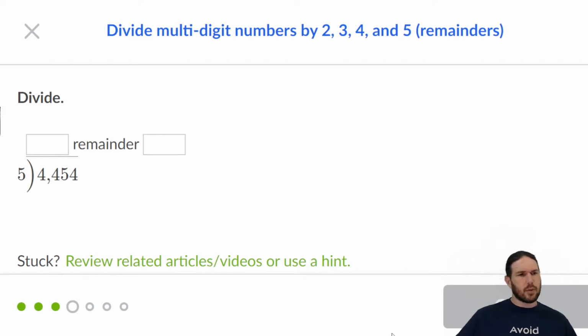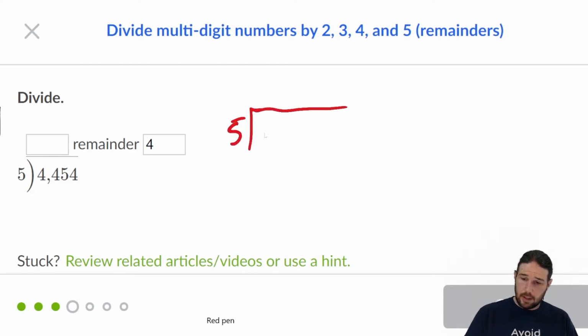Oof. This one's kind of gross. 4,454. I can already tell that the remainder is going to be 4, but I'm not going to explain that one. See if you can figure out how I knew that. In the meantime, 4,454.